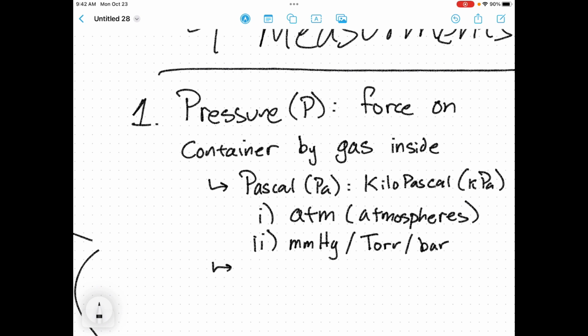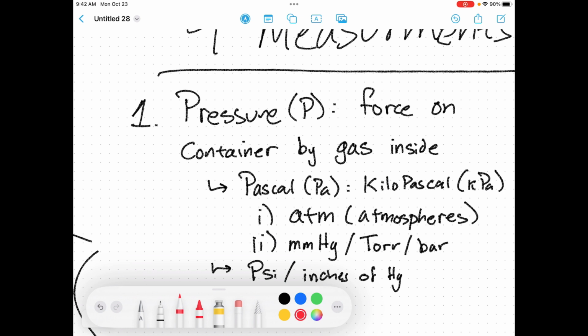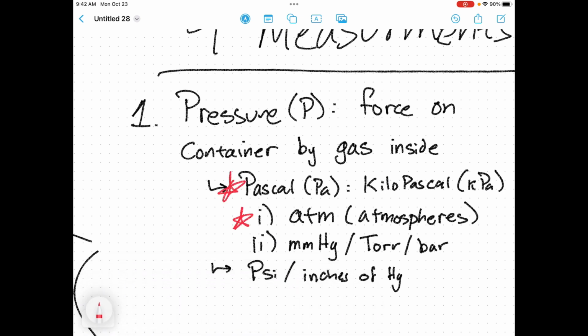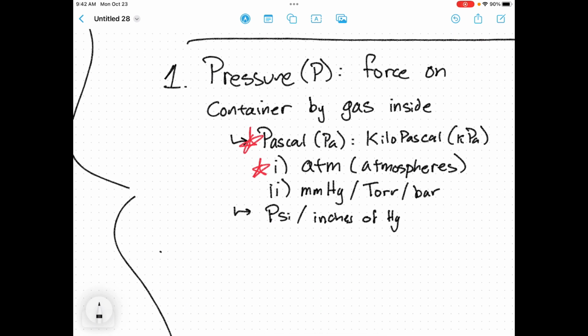So those are all the metric measurements. Being in the US, sometimes we do use imperial units. You're not going to see it on the AP test, but you should know that the imperial units are going to be PSI, like what you fill your car tires with. You'll also see inches of mercury. So those are the standard international units, but we're going to focus on Pascal, kilopascal, and atm. You might see some of the other metric units, but for the most part, those are the ones you'll see.